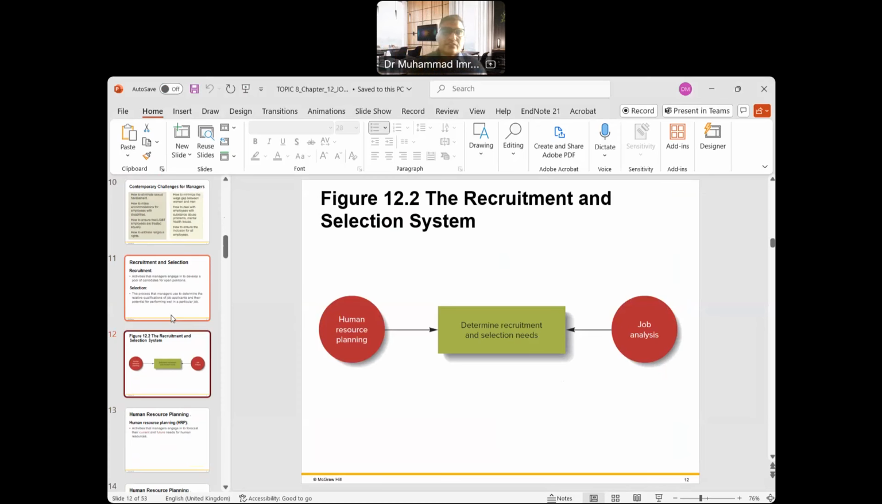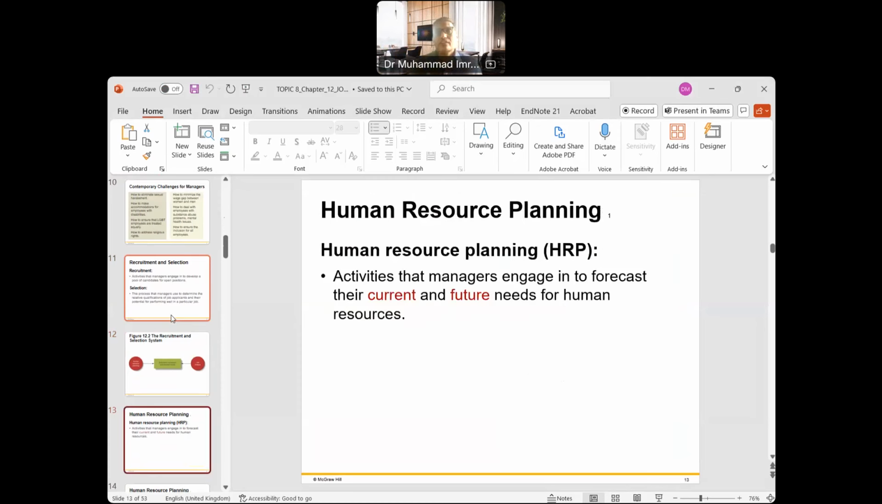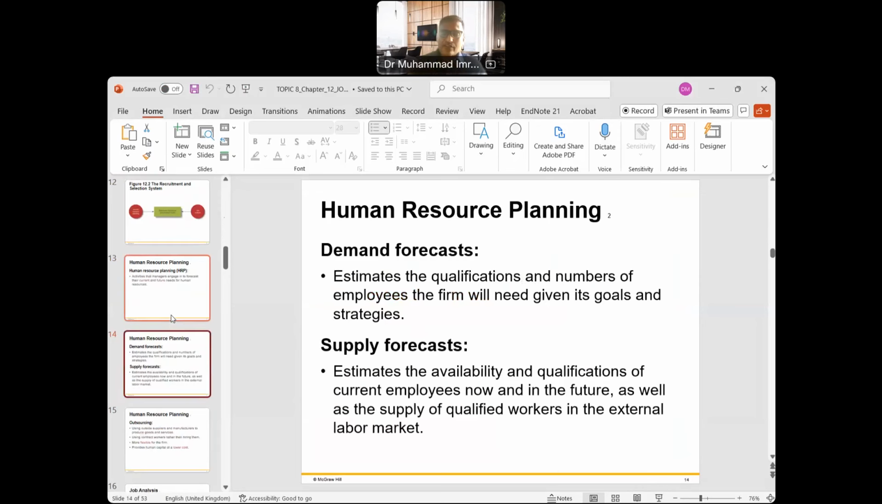So let's discuss further, human resource planning first. Here is the human resource activity that managers engage in to forecast their current and future need of human resources. What are they doing, do they want to expand their business, and how many employees they need. So this is all about human resource planning. Here is a demand forecast: estimate the qualification and the number of employees the firm will need given its goals. They want to meet their goals and objectives, and for that, how many employees and what qualification they need, they will decide in this demand forecast.